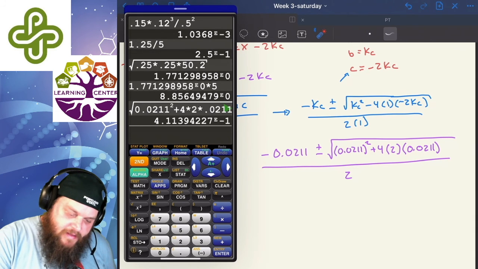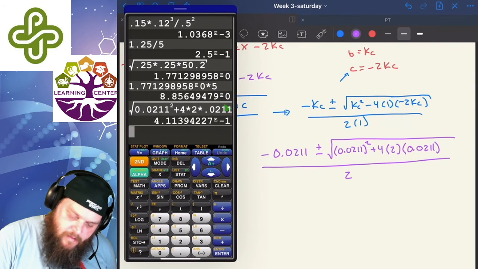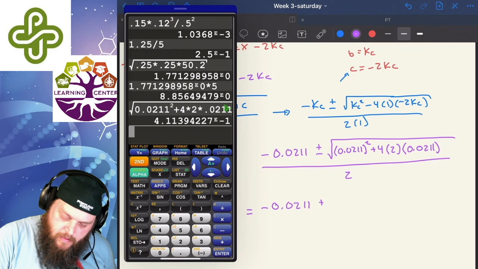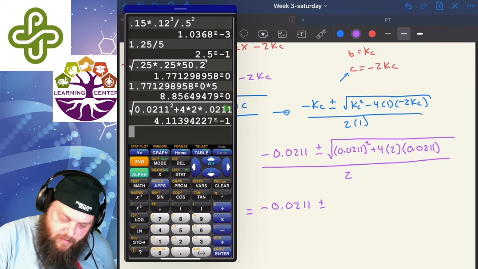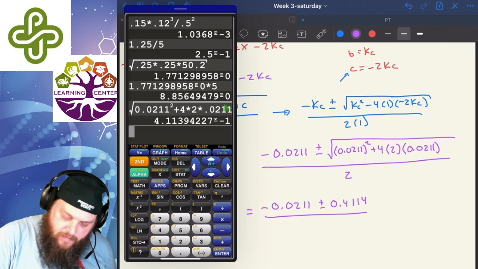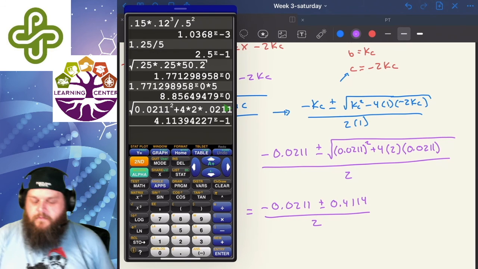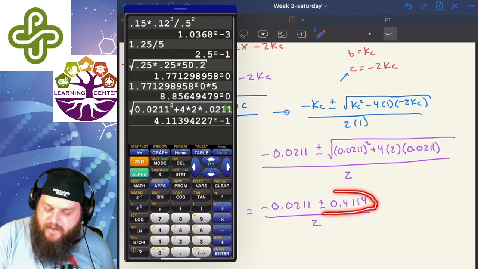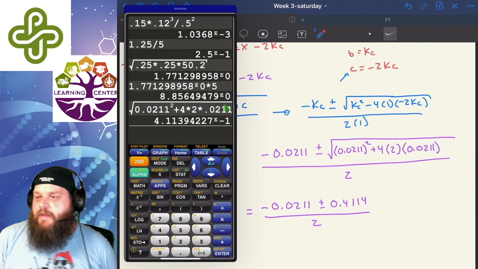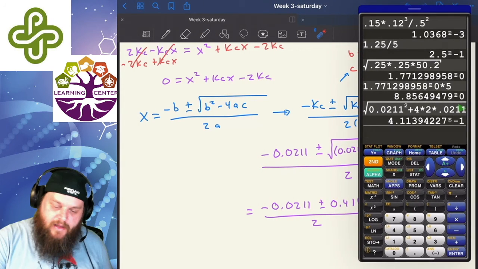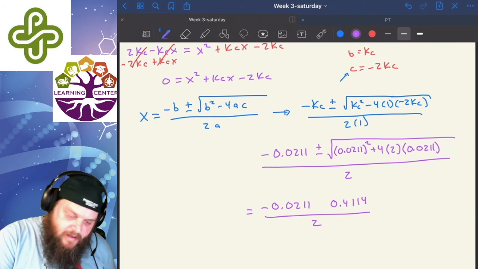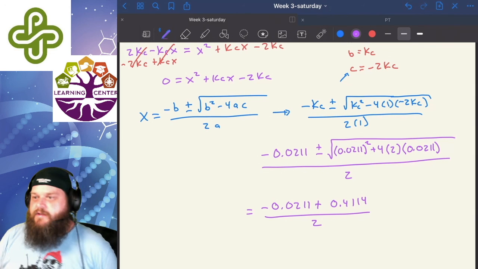So now I can rewrite this. That's going to equal so far negative 0.0211 plus or minus this number here, which is going to be 0.4114, all divided by 2. So right here is where we can see this is a negative number. If we were to subtract this number from it, we would end up with a negative k value. And we can't ever have a negative k value. That should always be positive. So in fact, this always has to be the plus version of that.